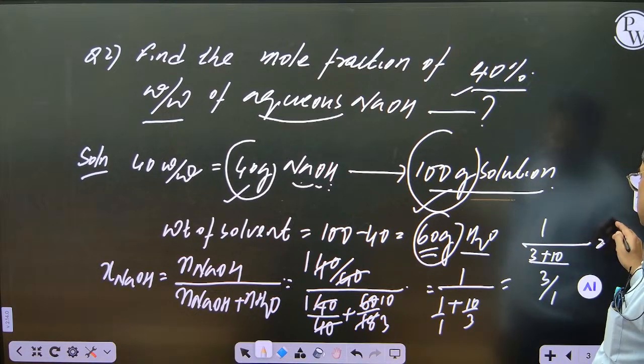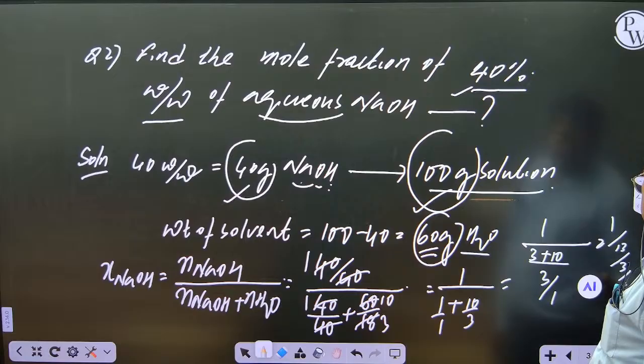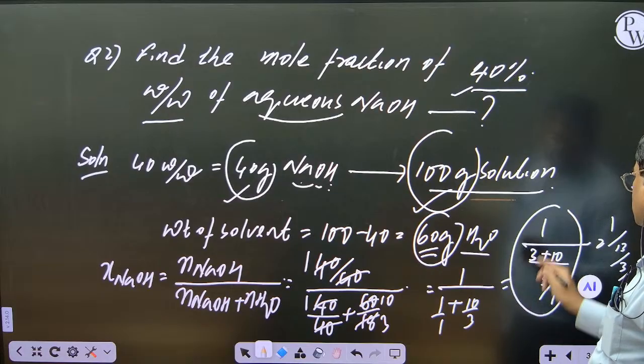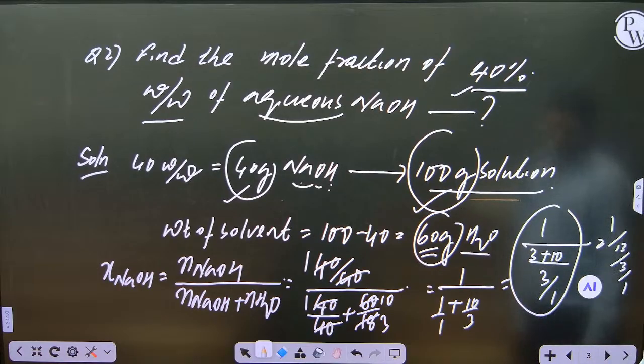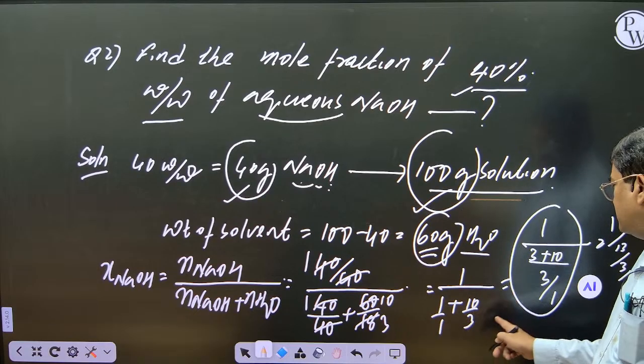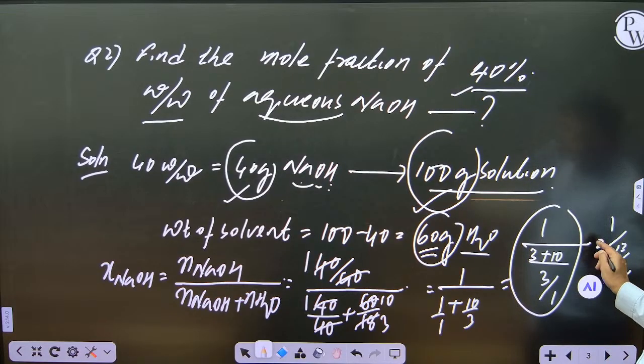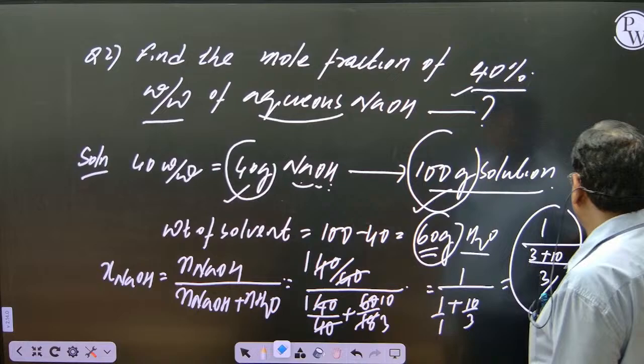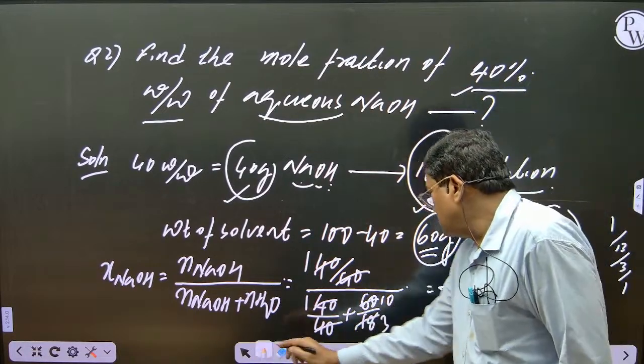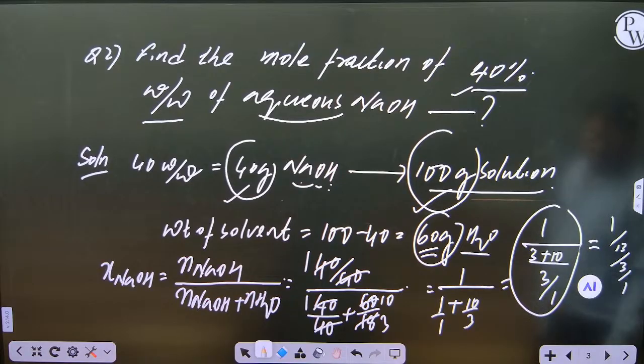1 by 13 by 3, that is 1 upon 13 by 3. That comes how much, students? That comes 3 by, this will be the answer. So copy this 1 by 13 by 3. Simplify this. So how much do you get? 1 upon 13 by 3. Simplify this, 1 upon 13 by 3 we get.